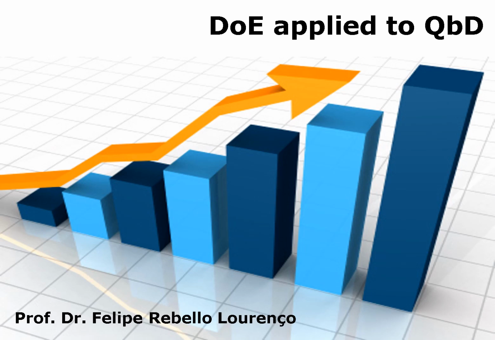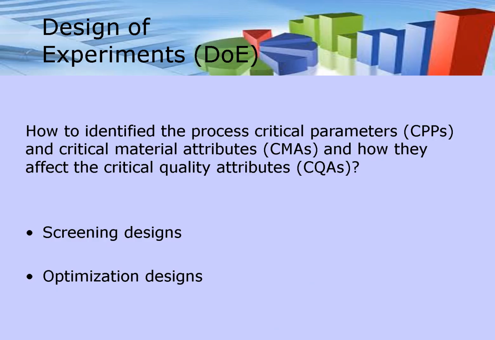Hi, I am Felipe Rebelo Lourenço, and in this video we will talk about design of experiments applied to quality by design. The use of design of experiments is one of the most relevant steps in quality by design. Two main questions may be addressed using DOE. First, screening design allows one to identify what are the main factors which affect the response.